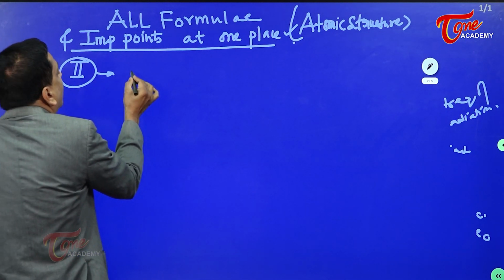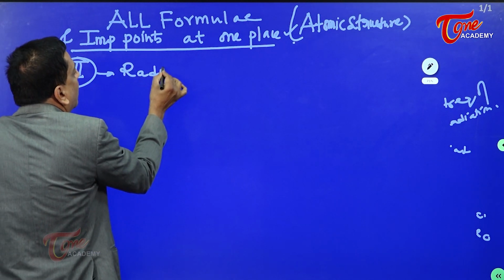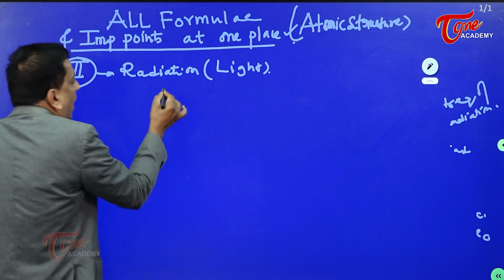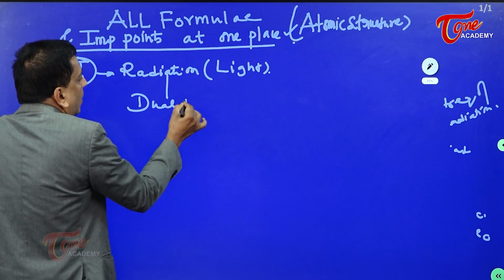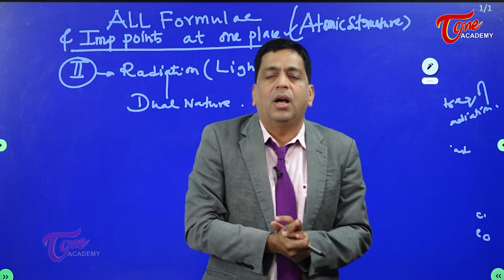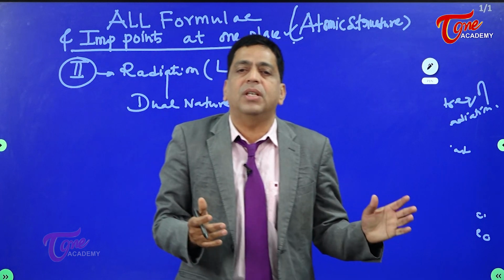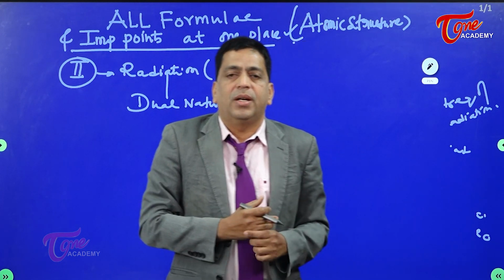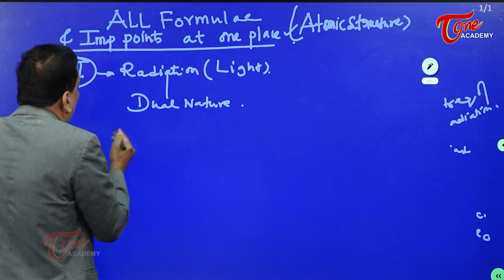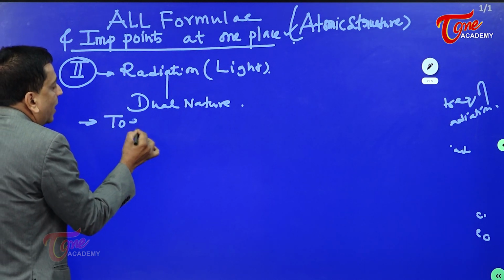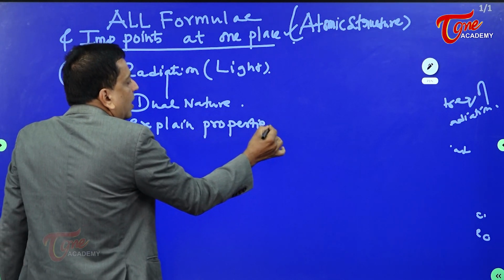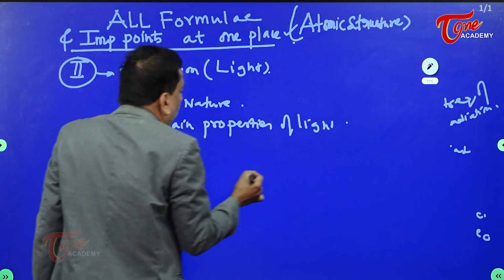Watch carefully here. Radiation, as we said, when I say radiation, I'm speaking of light, and it has dual nature. When I say dual nature, it behaves as a wave sometimes, and it behaves as a particle sometimes. Now, what do you mean by this sometimes? It's not the question of time. So what we will do here is to explain the properties of light. When I say properties of light, I quote a few for you.